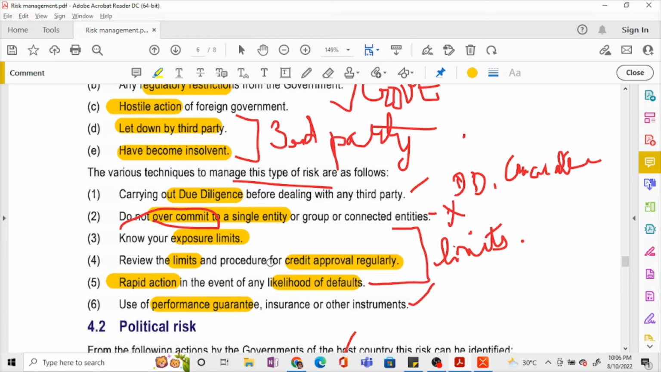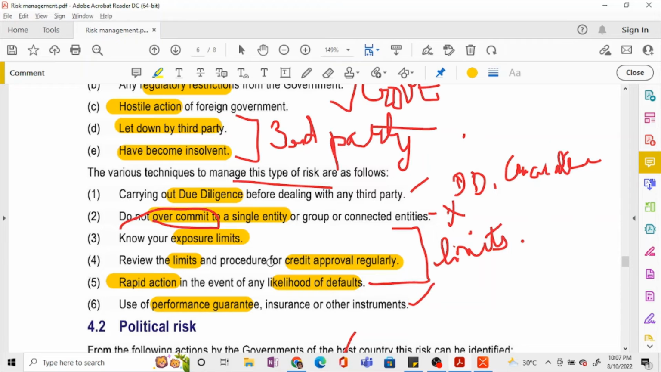And also limits: we should know our exposure limits and the credit rating limits which have been provided by the credit approval authority. We should know all that before entering the project with the customer. We should know what credit rating they have been given, and our exposure limits. And we should know what action we can take if they default. We should not overcommit ourselves. These are the areas where we can minimize counterparty risk.